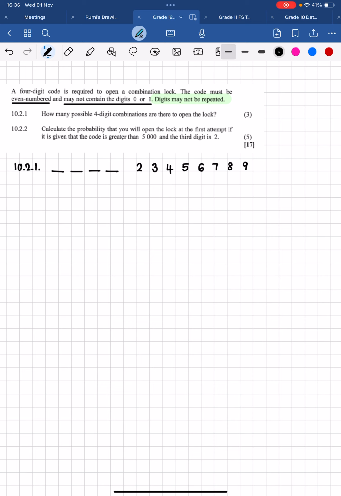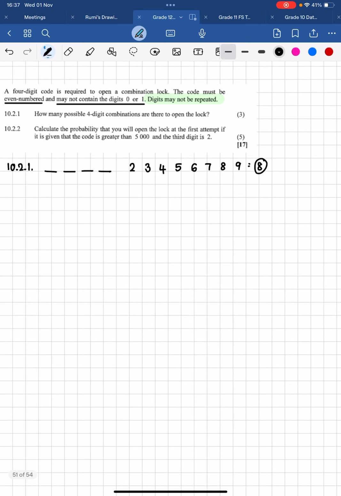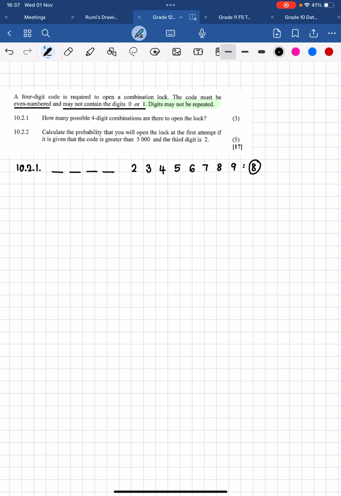All right, those are the numbers that I can choose from. How many numbers are there in my list? There are a total of 8 numbers. So those are the options for the numbers that I can use in my code. There are only a total of 8 options, right? 8 choices, 8 numbers that I can choose.